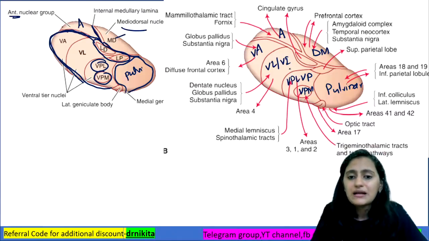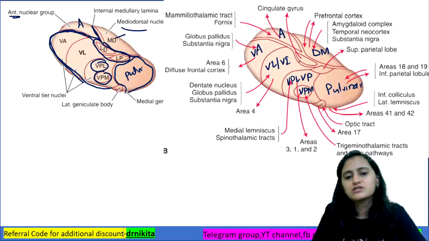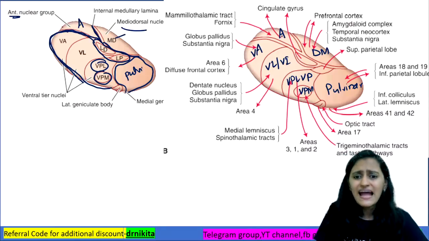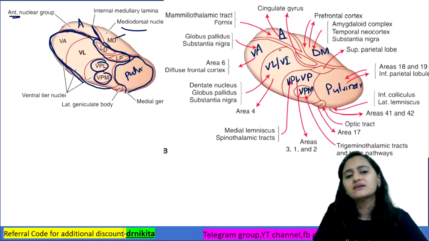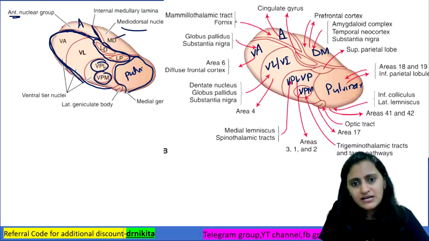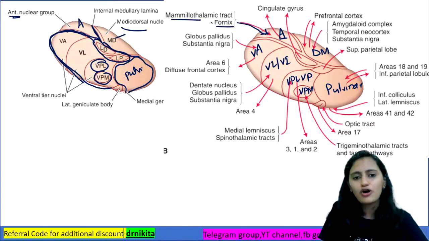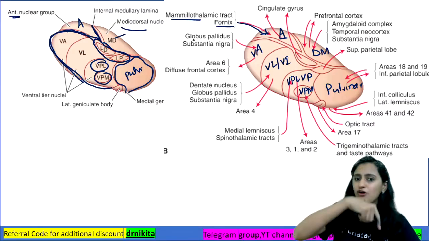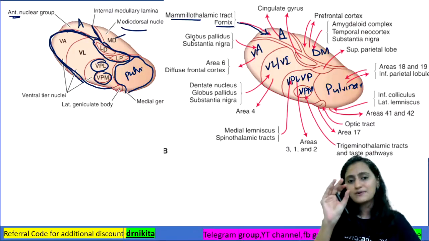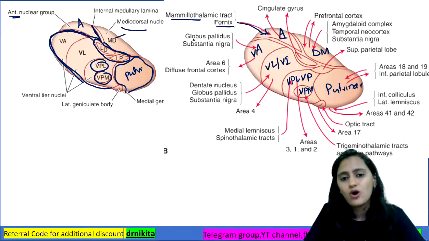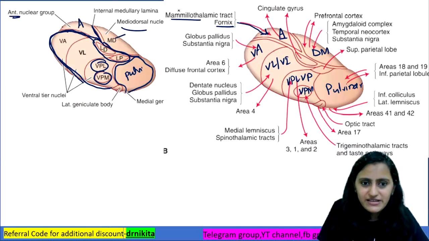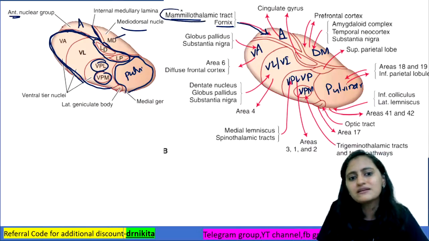So now, the most important things, the questions which are asked, are the connections, the fibers, in the anterior nucleus. You can see that what comes in the anterior is your mammillothalamic tract and the fornix, right? We saw the fornix in the first MRI image, and we saw the mammillary bodies also. It is very important to remember that the mammillary bodies, via the mammillothalamic tract, go to the anterior nucleus.